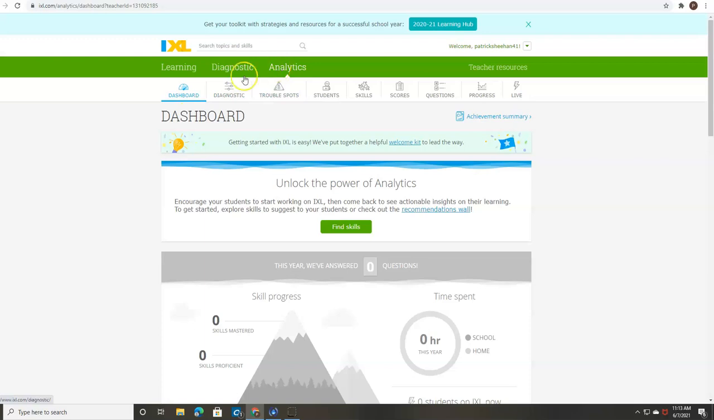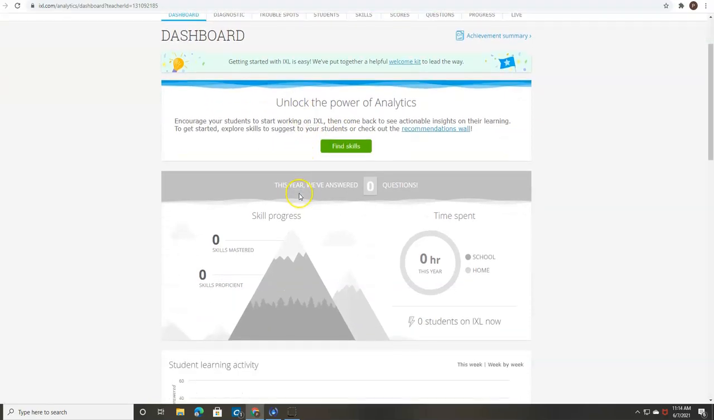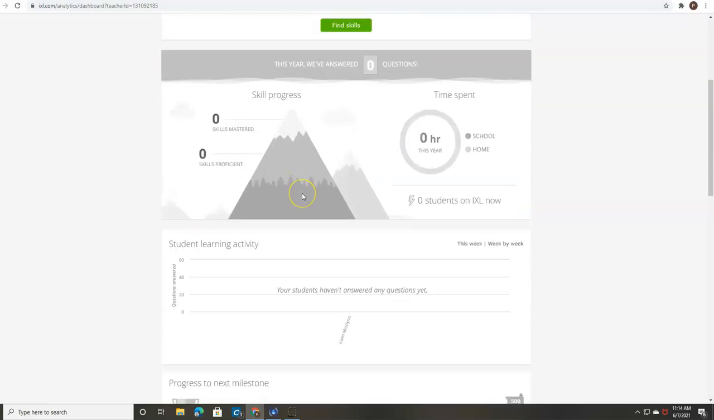Under analytics now. We're under dashboard. Unlock the power of analytics. So this is going to look at student progress, overall. Now, this is pertinent to each individual student, and will allow you a breakdown per each individual student.